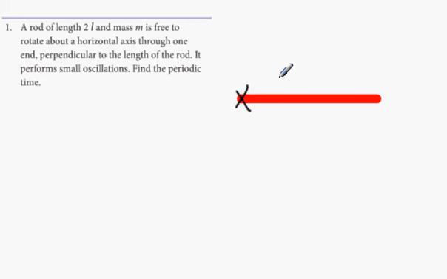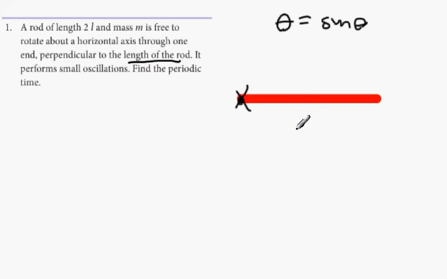Now, through one end perpendicular to the length of the rod, that's what it means. It goes straight into the page. It performs small oscillations, find the periodic time. If it performs small oscillations, what does that mean? Our proof that we just did is in play. So basically what we did in the proof works, because theta equals sine theta.